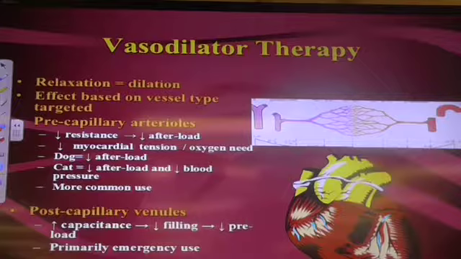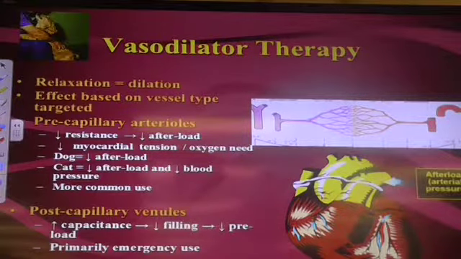So vasodilator therapy is not that hard to understand. There are going to be a couple of kooky things that we have to understand, like ACE inhibitors. But the reality is, if you understand what veins and arteries do, then you can understand how to use these drugs. So, if you're going to target the vasculature, the most common side that we're going to target is the arterial side. We're going to want to reduce afterload.